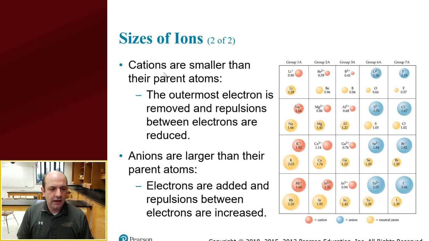All right. So the general trends we want to know here, cations are smaller than the parent atoms because you've removed the electrons. The electrons don't have to spread out as much because there's fewer of them. We've reduced the repulsions. Anions are larger because now we've added in electrons that have to spread out because you've increased repulsions. So you got to spread them out so that we can decrease those repulsions again.